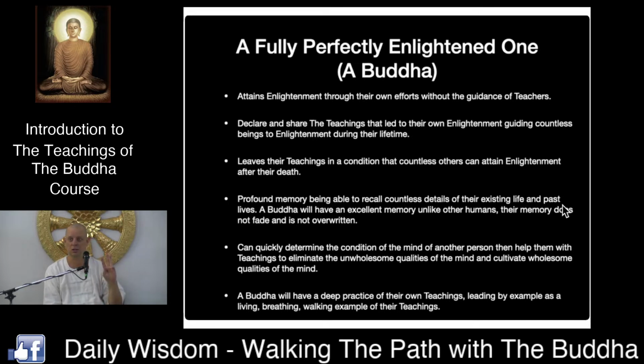Then the third criteria of what makes a Buddha is that they preserve their teachings in such a way that countless more people get to enlightenment after their death. So these are the three criteria of what makes a Buddha. The three primary criteria are that they get to enlightenment by themselves without the help of any teachers or any guides. They then dedicate the rest of their life to sharing their independently discovered teachings with countless people. And countless people get to enlightenment during that person's lifetime. Then they preserve their teachings in such a way that countless more people will get to enlightenment after their death.